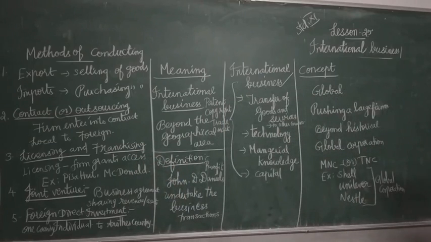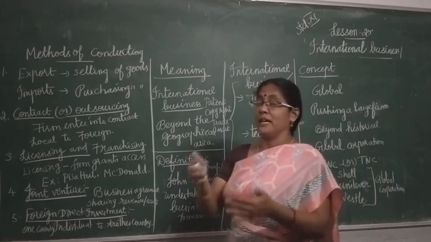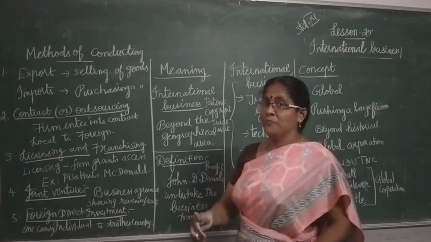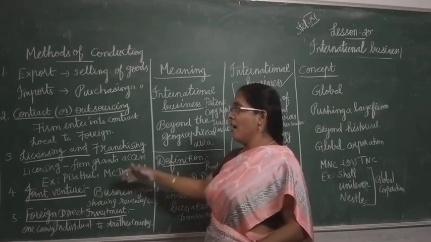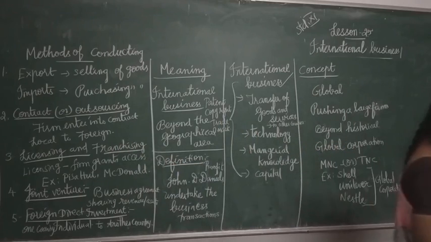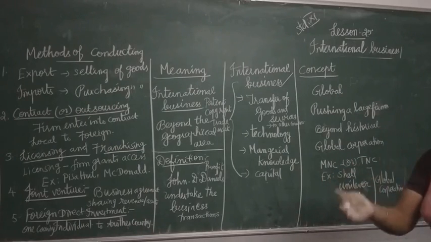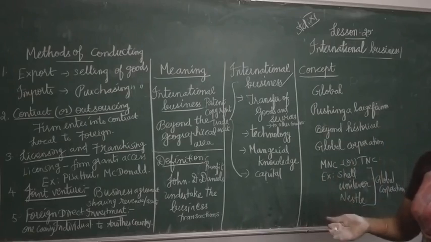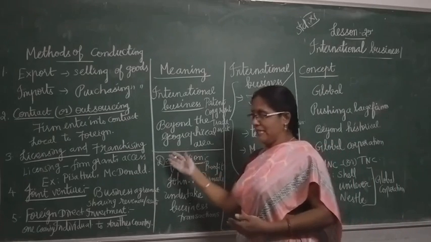What are the examples? Pizza Hut and McDonald's. The firm which grants such permission is called, they are granting the permission, and they are going to form a new firm, that is called a franchisor or licensor. And the other firm to whom the license is granted is called licensee or franchisee. Who is giving the license? Who is getting the license and forming the company? We call them licensor and licensee, franchisor and franchisee.